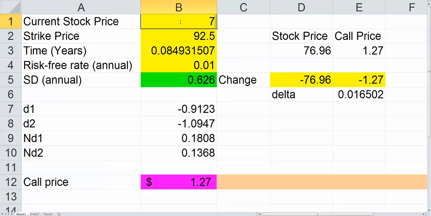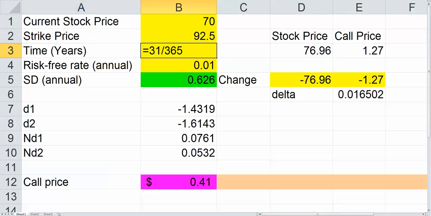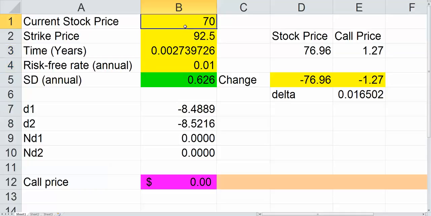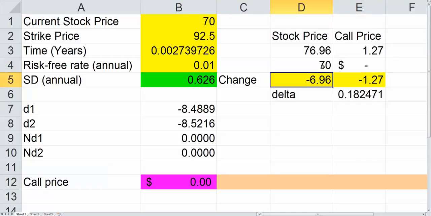Now, I'm worried the price will drop to 70 over the course of a month, so I need to change this 31 days to just 1 day. If that's the case, there's only 1 day left until expiration. The stock is priced at $70, and this option has a strike price of $92.50, so there's essentially no likelihood that it would be exercised. So the option has a value of 0. So at the current stock price of 70, the option has a value of 0.